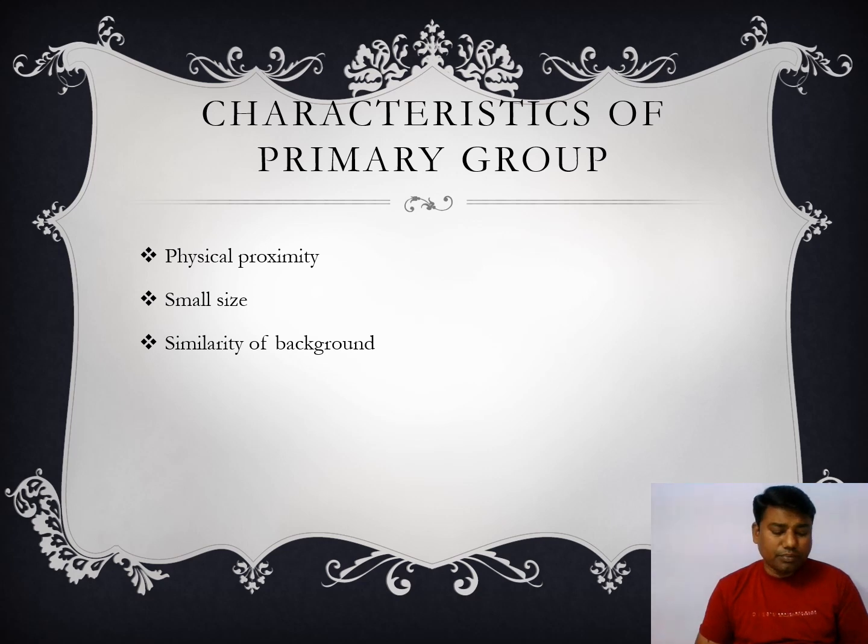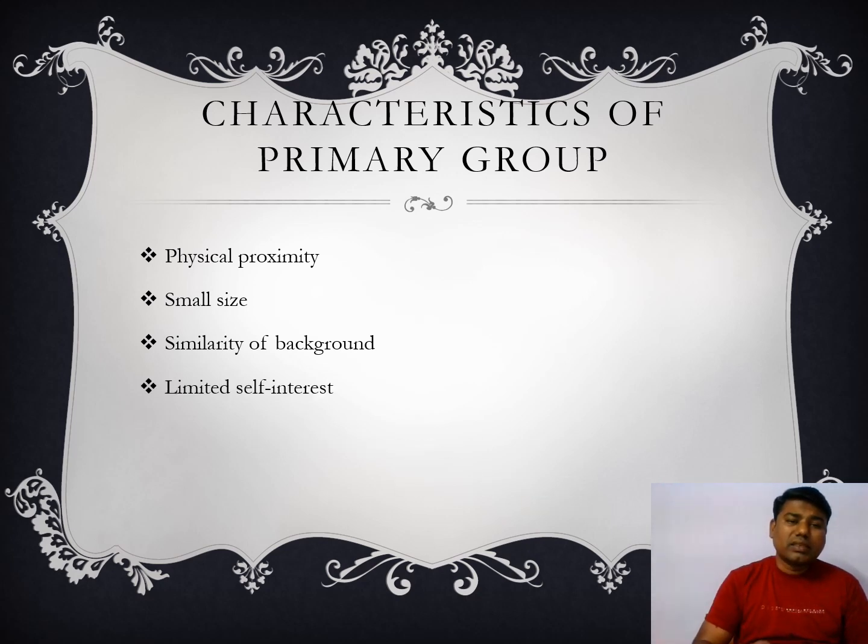So, in a primary group, there is similarity of background in terms of, let us say, intelligence, economic background, and similarity in terms of maybe caste, maybe gender. So, in a primary group, we find some commonality among the members.